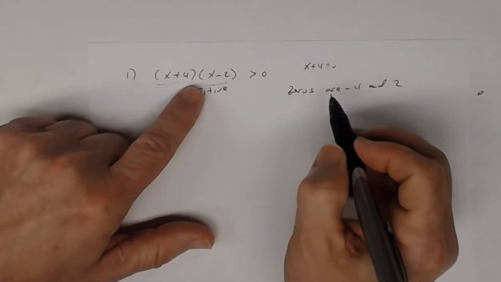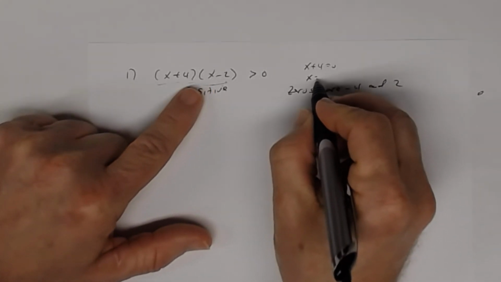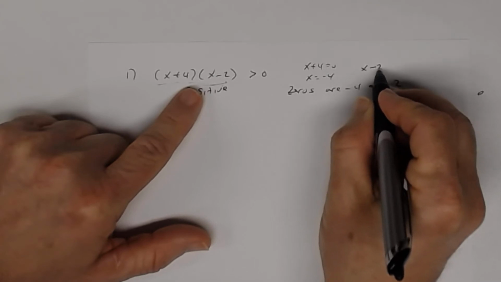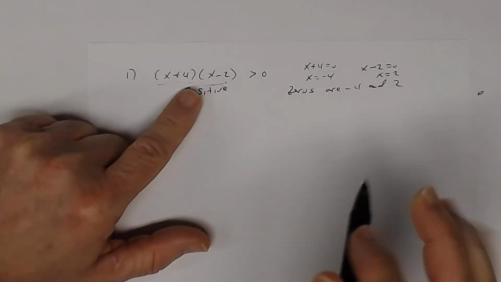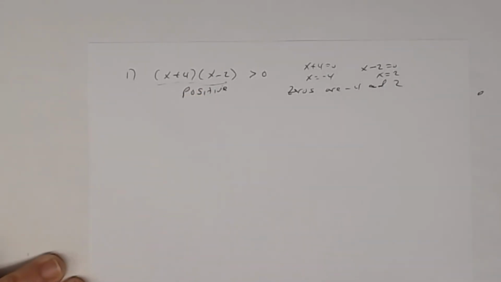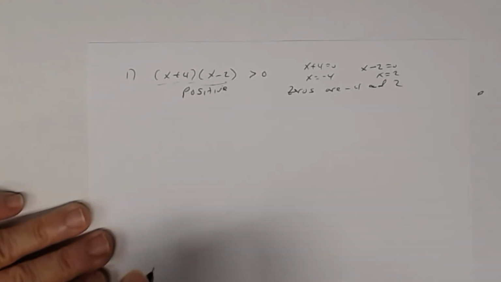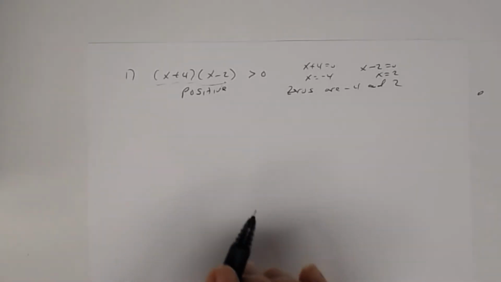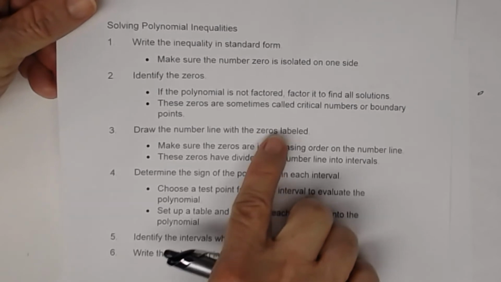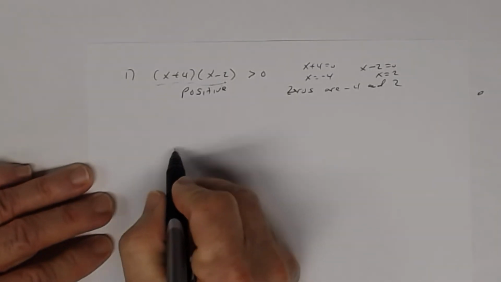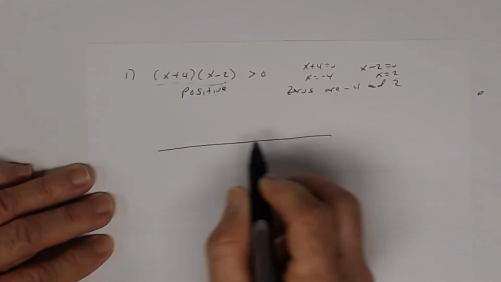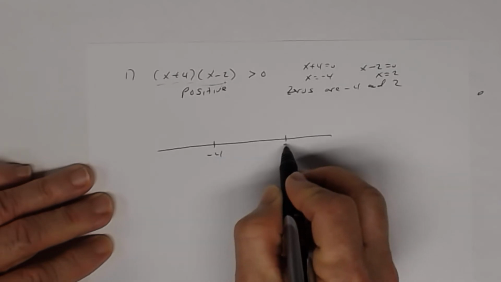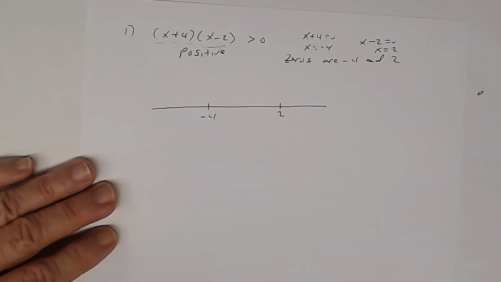You just say each factor equals 0. x plus 4 equals 0, so x equals negative 4. x minus 2 equals 0, x equals 2. So those are your zeros. Once you get your zeros, remember the next step is to put them on a number line and put them in order. So you have negative 4, positive 2. Okay?